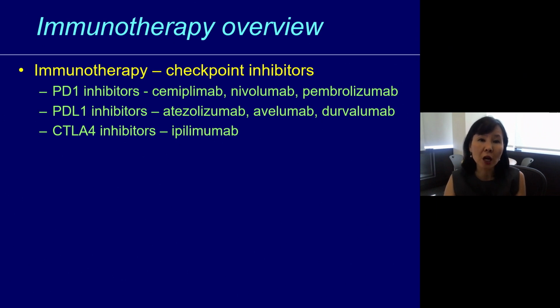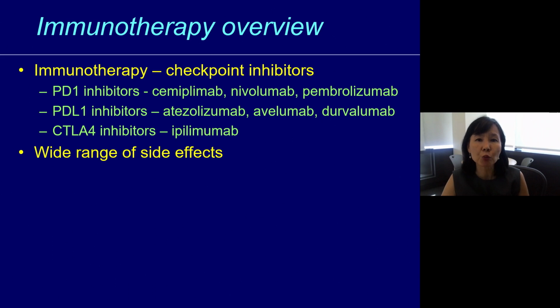And there are three commonly used classes of drugs that when we refer to immunotherapy and checkpoint inhibitors: inhibitors of PD-1, inhibitors of PD-L1, and inhibitors of CTLA-4, and these are the names of the drugs. And these drugs are widely used for many different types of both solid tumor and hematologic malignancies. So they're very, very widely used in cancer right now.